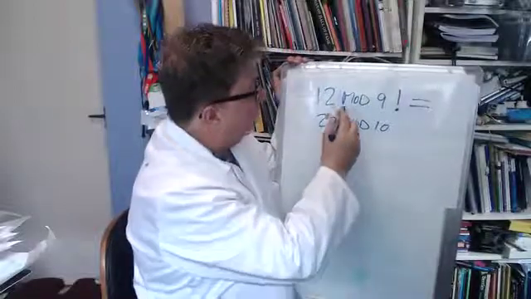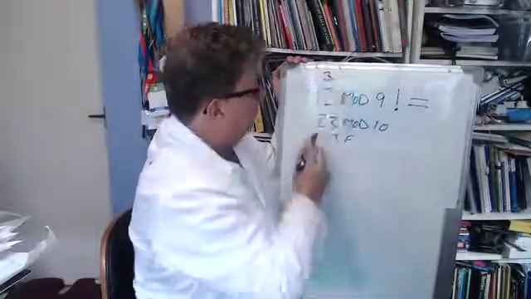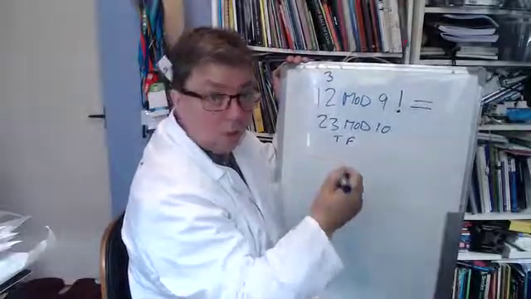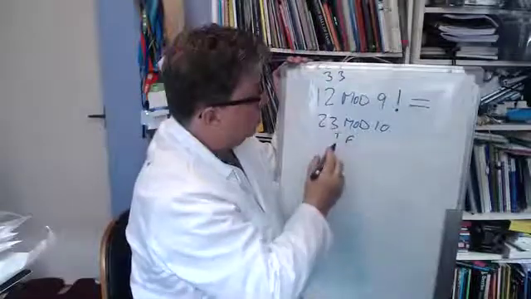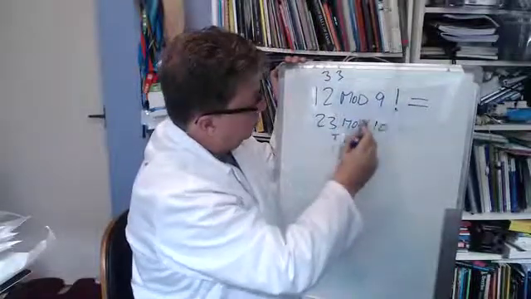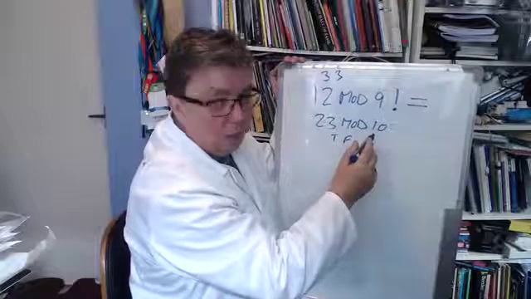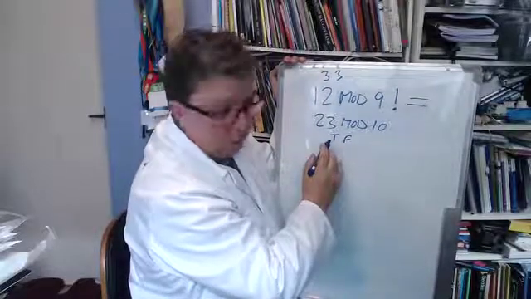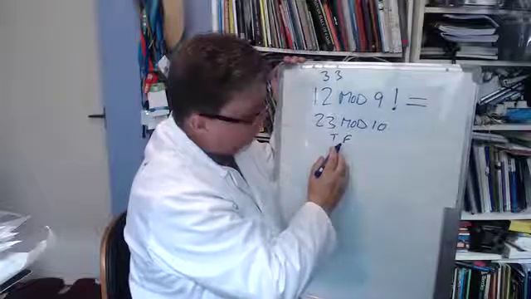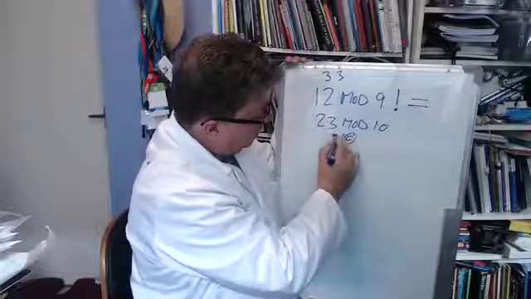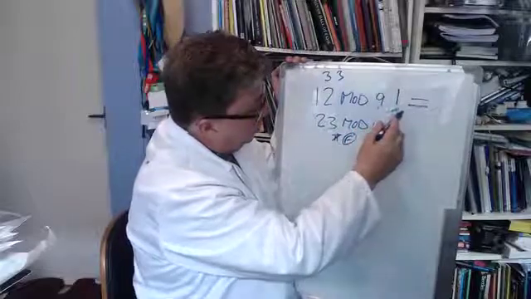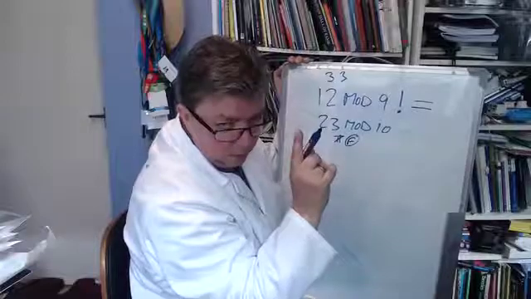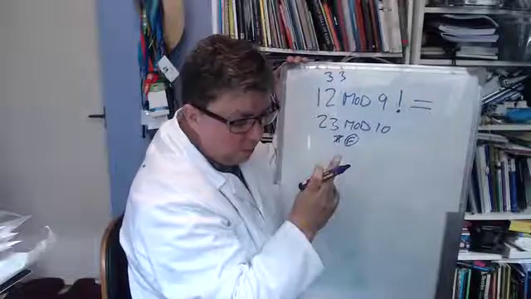So 12 mod 9, we already agreed that's 3. 23 mod 10, well 23 divided by 10 is 2, with 3 left over. So they are equal. So is it true or false that 12 mod 9 is not equal to 23 mod 10? Well, it's not true, is it? It's actually false, isn't it? Not equal to is false because they are equal. Tricky one sometimes, so make sure that you're quite familiar with it.